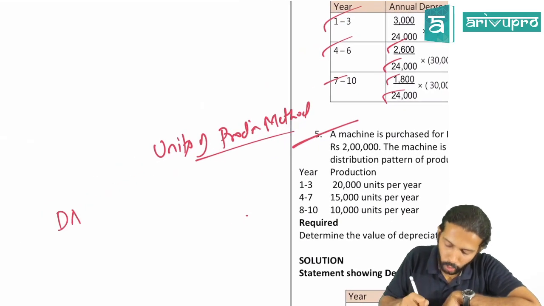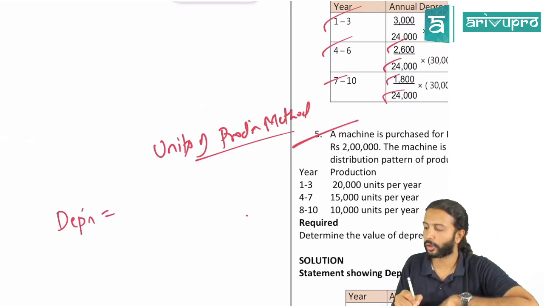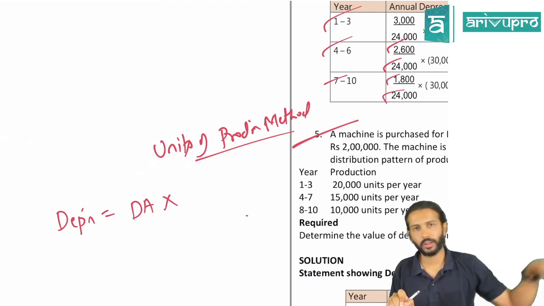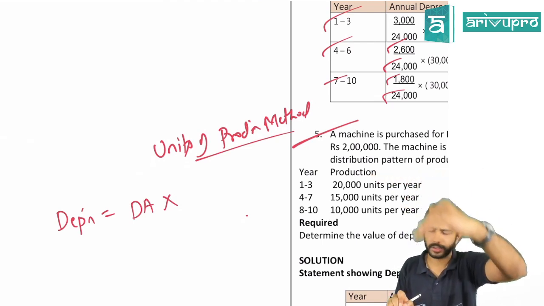Can you tell me how did you get depreciation under machine hour method? What did you do? You took depreciable amount. You multiplied it by what? Number of hours machinery was used divided by total hours.